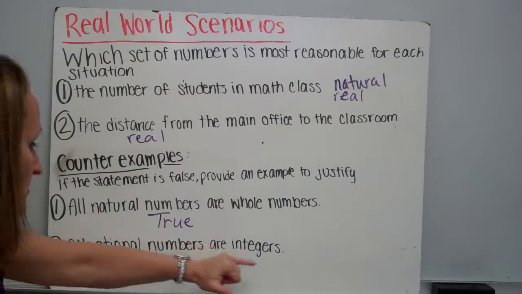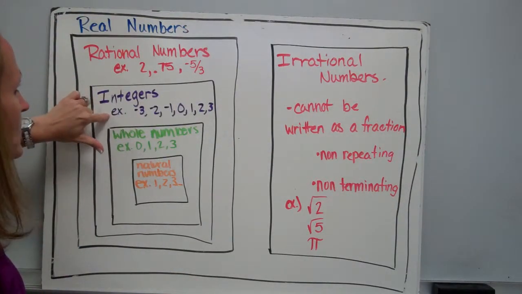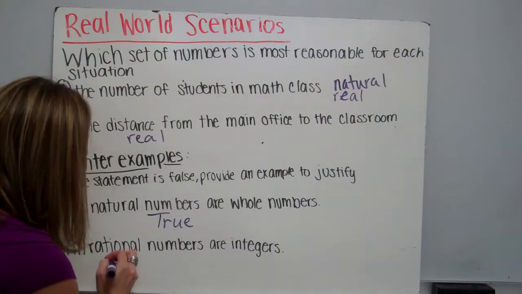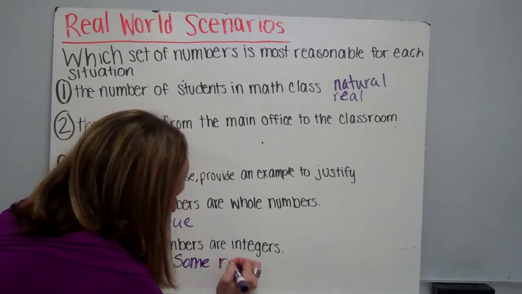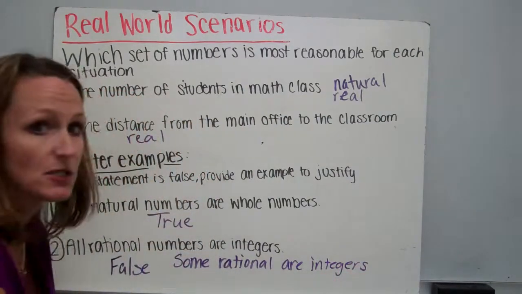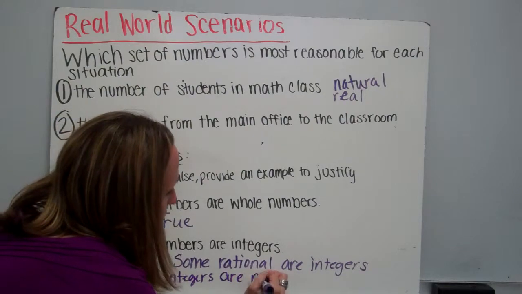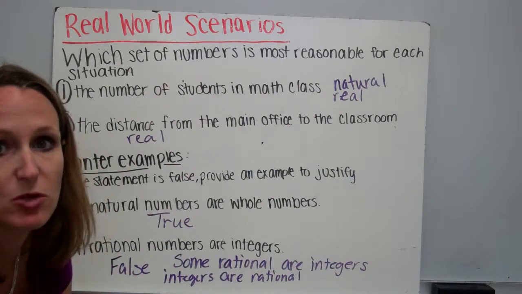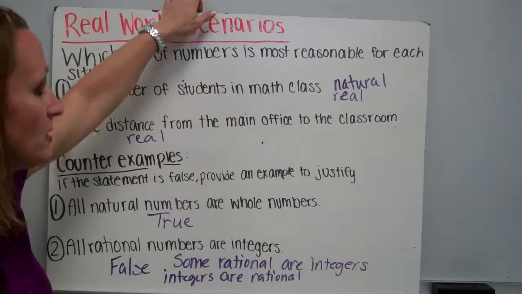What about here? All rational numbers are integers. So let's look here. All integers are rational numbers, but all rational numbers are not integers. So if we take this back down, this statement is false. In our counterexample, we could say that some rational numbers are integers. We could also say that integers are rational. But we cannot say that all rational numbers are integers because of course we have numbers like 0.75 and 2, things of that nature that are not examples of integers. And that's how you look at the real number system.